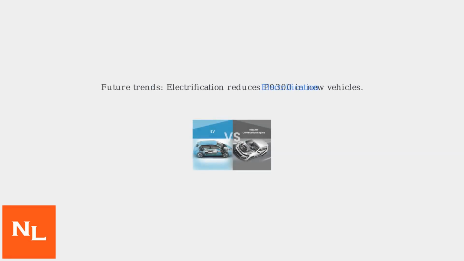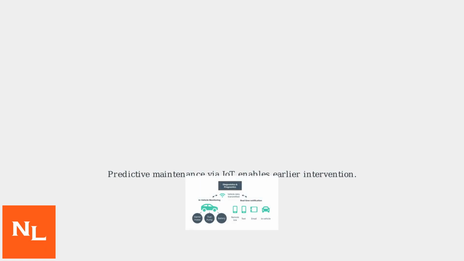Consider future trends. Electrification is reducing P0300 incidents in new vehicles. Predictive maintenance via IoT devices will allow for earlier intervention. If the problem persists after these steps, seek a professional diagnosis to rule out more complex mechanical issues.